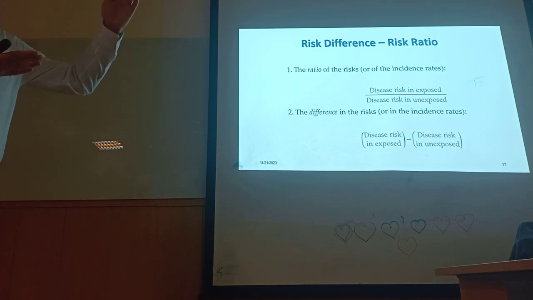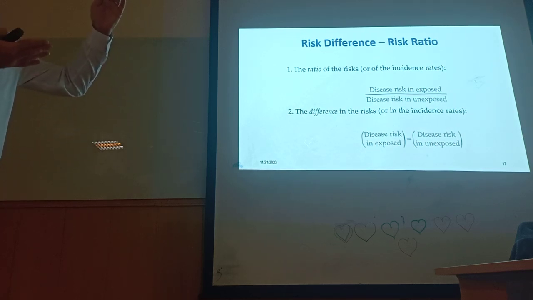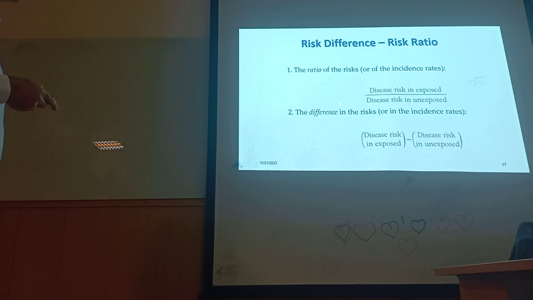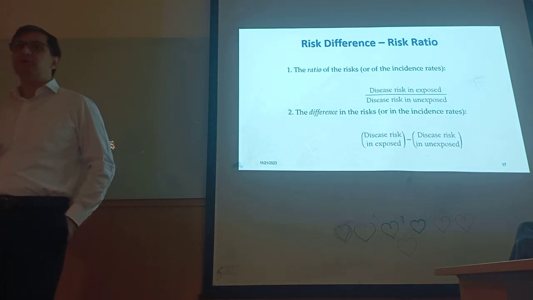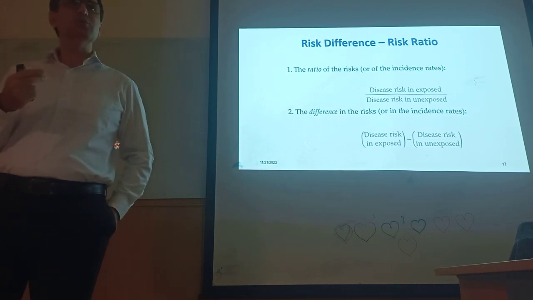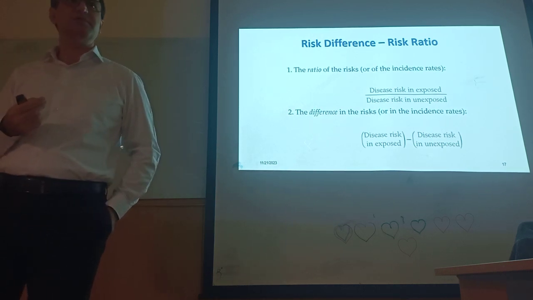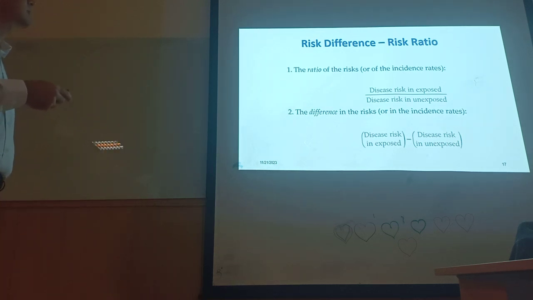It's just dividing two risks. And what is the risk difference? It is disease risk in exposed minus disease risk in unexposed, and the unit is percent, because it's the same as risk. It is the excess risk that is attributable to the exposure of interest. So these are the formulas for risk difference and for risk ratio, or relative risk.